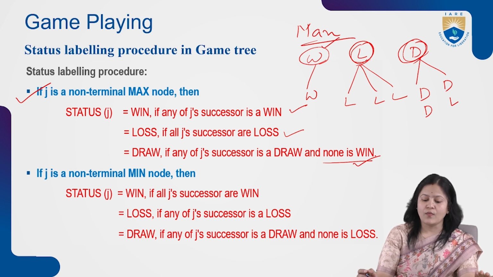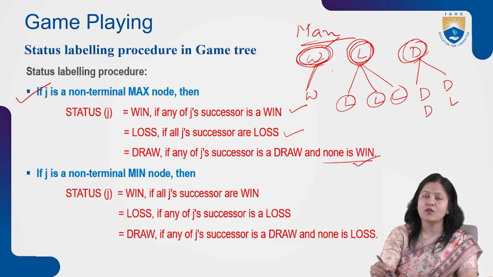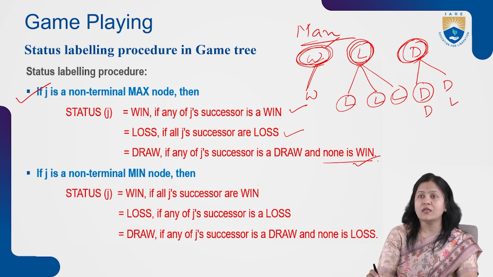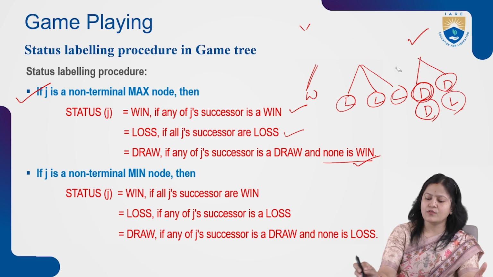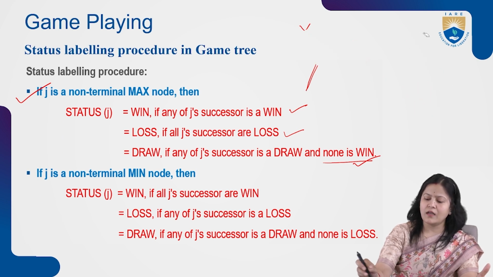So what I have told just now: we can write W if any one of the successors is W, then we can write the max non-leaf node as W. If all the successors are L, then we can write the max non-leaf node as L. If any one of the successors is D, in that case we can write D, but none is win. The W case is not possible. So it may be DD, or one D and another L. In that case we can write D. So this is all about the max non-leaf leveling procedure.